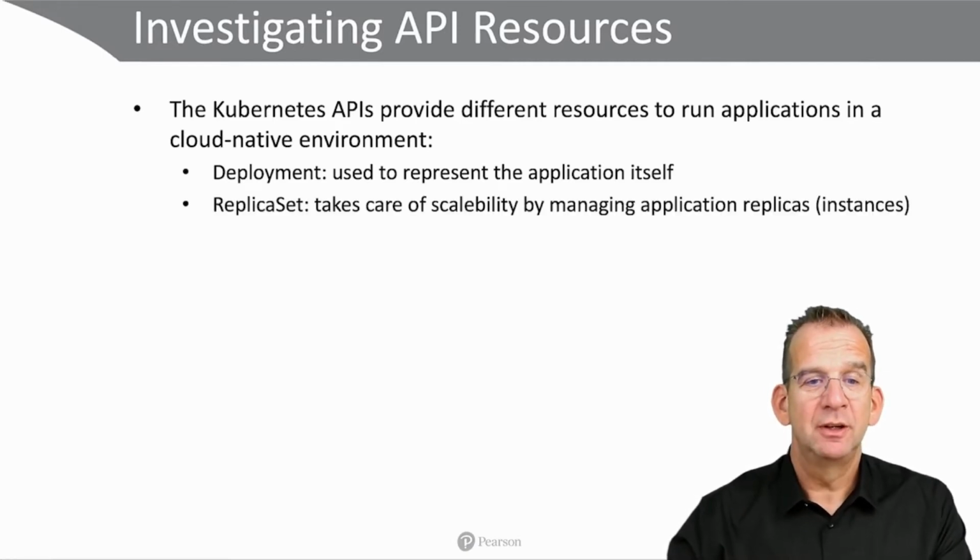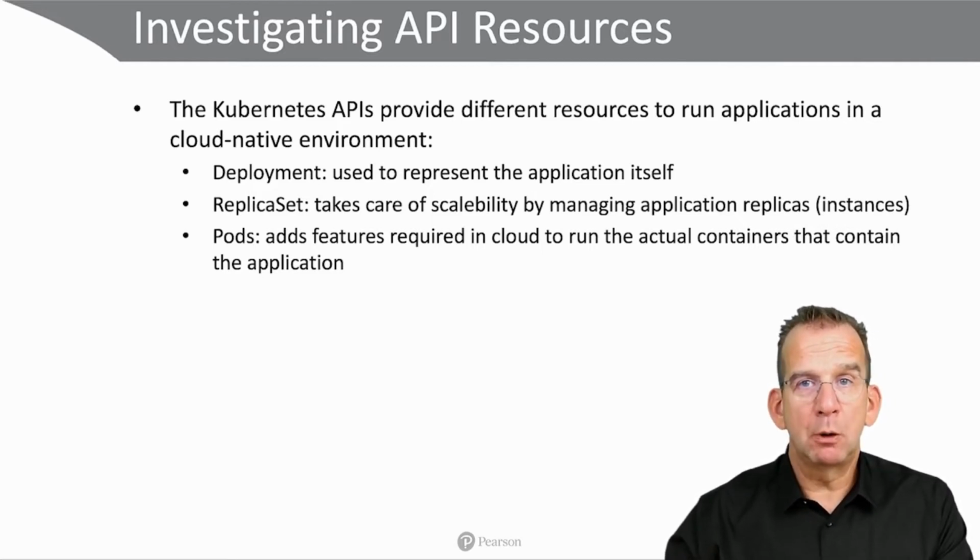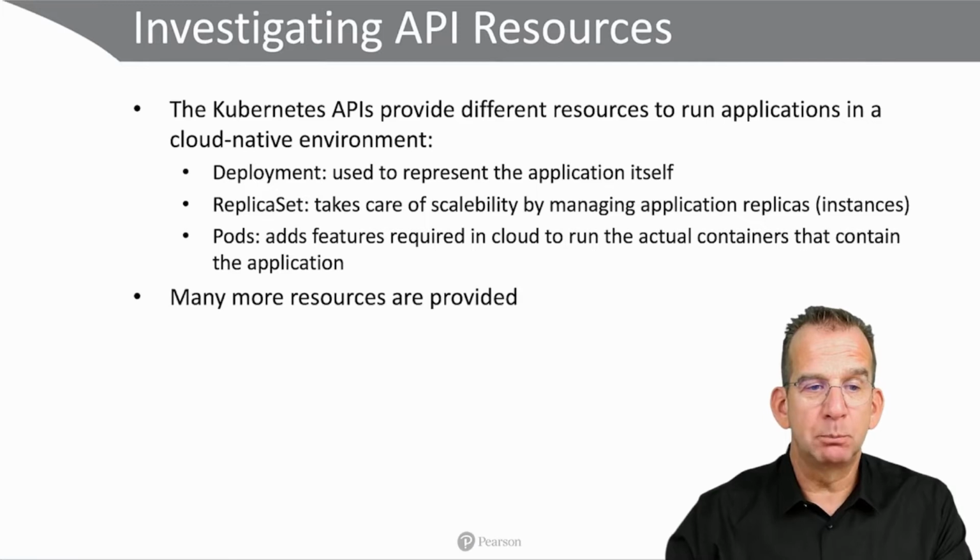Next is the replica set. A replica set takes care of scalability by managing application replicas, which really are application instances. And there are the pods. Pods add features that are required in the cloud to run the actual containers that are running the application. What kind of features are that? Well, features that help the cloud determine pod priority, for instance, pod resource usage, pod affinity and anti-affinity, and so much more, which you will learn all about in lessons 5 and 6 of this video course. Two lessons completely dedicated to all the things that you can do with pods.